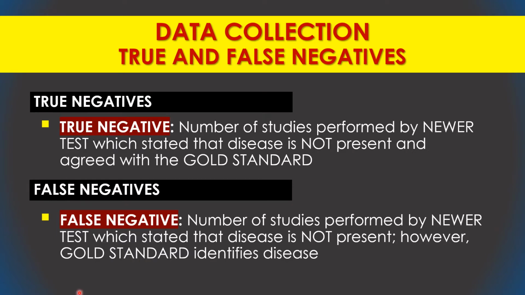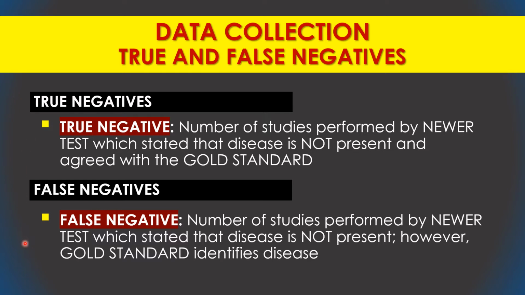Now we come to the opposite. When the new test said, no, there is no disease. So this is a normal person. It doesn't have any problem with this test. So the new test said, no, there is no disease in this person. Okay. And the gold standard, yes, actually, it's a normal person. So we call this a true negative. A true negative means that the new test said that there's no disease, and this statement or this definition is already agreed with the gold standard.